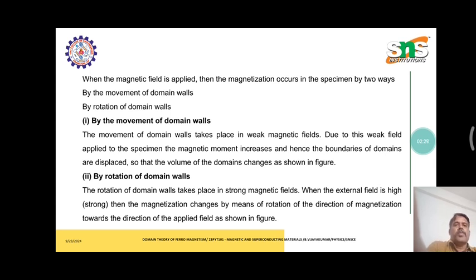So the magnetic moment of the specimen increases, and hence the boundaries of the domains are displaced, so that the volume of the domain changes, as in the previous figure. The rotation of the domain wall takes place when a strong magnetic field is applied. When the external field is high, the magnetization changes by means of rotation of the direction of magnetization.